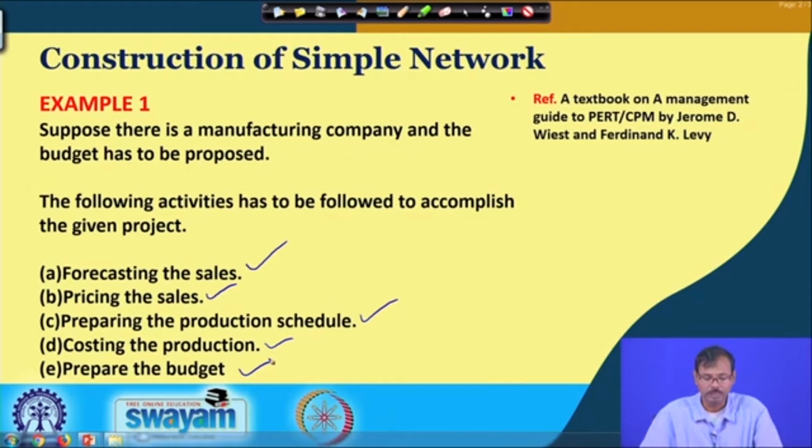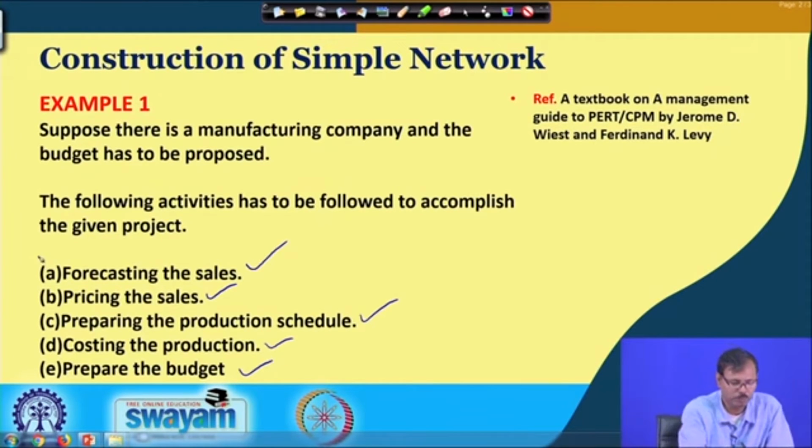That means the possible sales are forecasted first, then the pricing is carried out, that is, what the price should be. For achieving that production target, the production scheduling is carried out. Then, as production is scheduled, the cost of production is calculated, and based on that the budget is prepared.